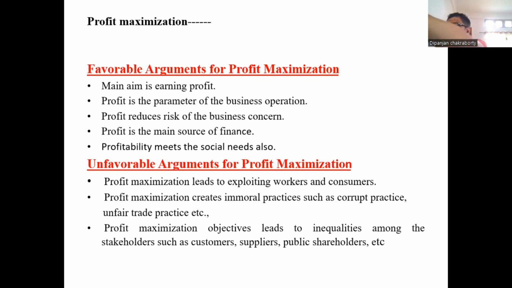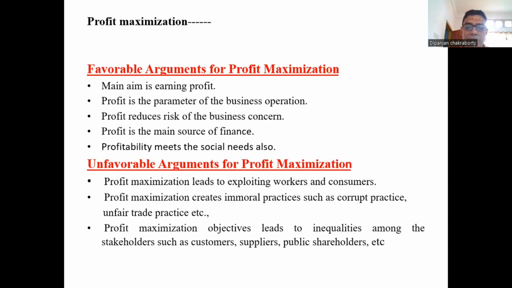Sometimes profit maximization creates immoral practices such as corrupt practice and unfair trade practice. We have seen in the last decades that some of the leading organizations in India or internationally have gone bankrupt or closed due to immoral practices by some leading CEOs or managers of the organizations. Organizations which run only for profits sometimes tend to commit immoral practices such as corrupt practices, sometimes inflating the profit, sometimes inflating the goodwill positions, etc.